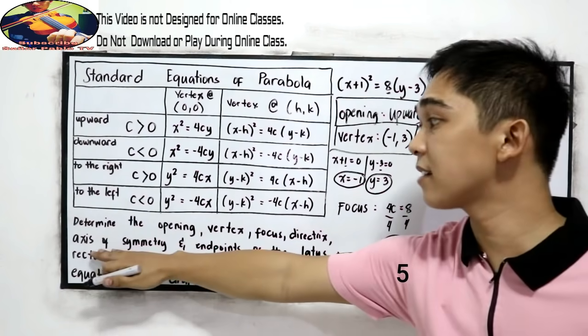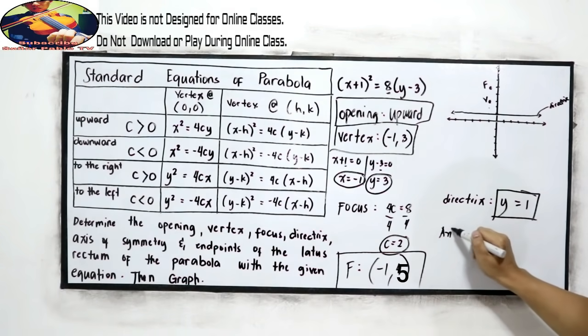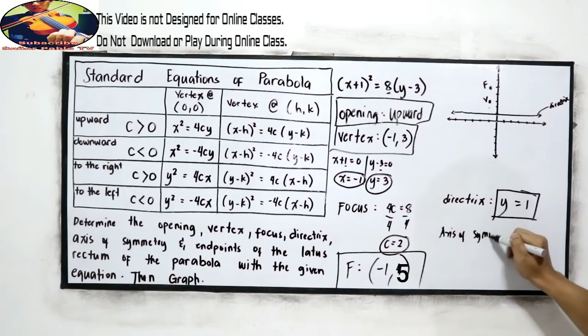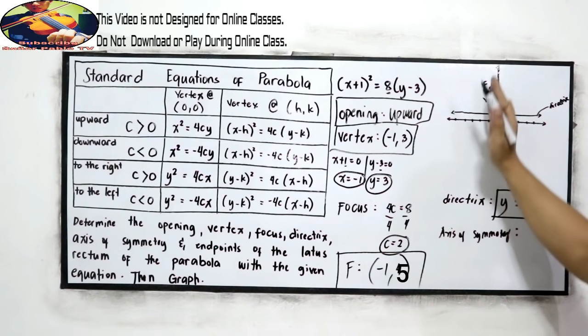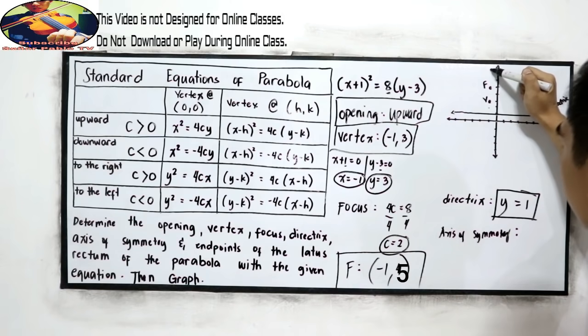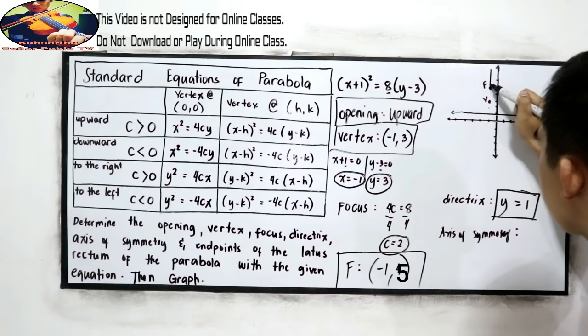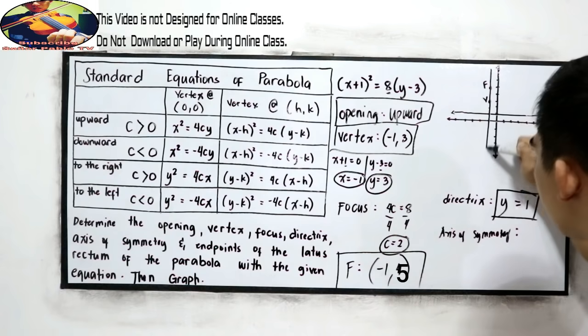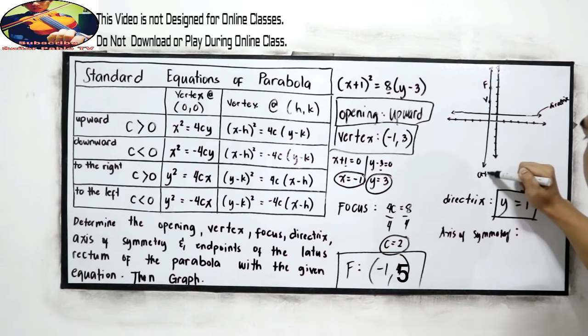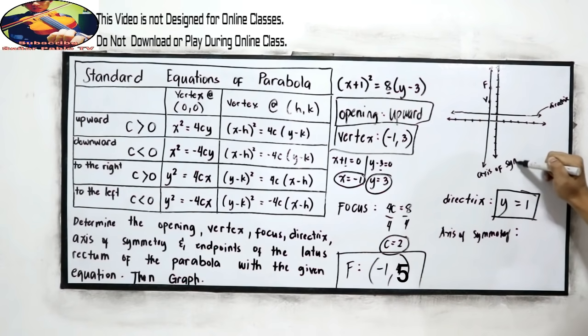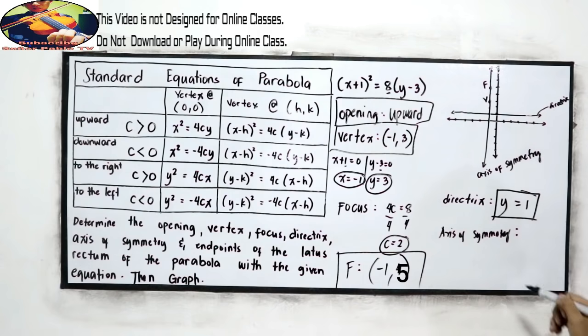And next, axis of symmetry. That is perpendicular to our directrix and passes through our focus. So it's here. Okay, this is our axis of symmetry. So x is equal to negative 1.